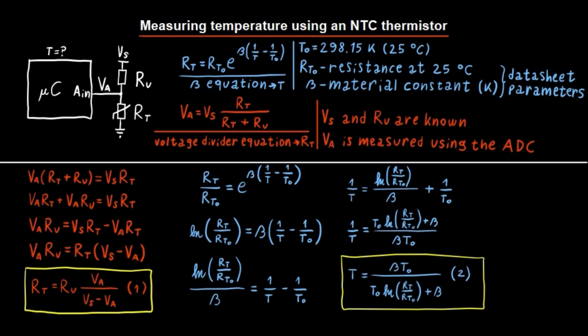In the previous video, we derived the equations for measuring the temperature with an NTC thermistor using a voltage divider and a beta model, and in this video, we will look at the C-code implementation of those equations and display the temperature in a terminal. Before we do that, let's see the hardware setup.